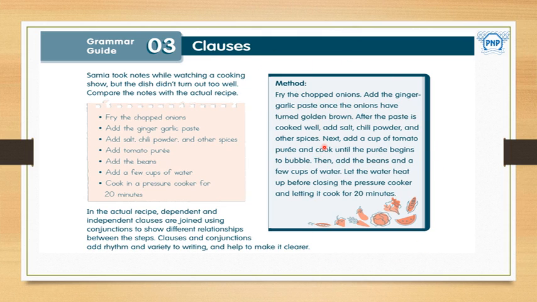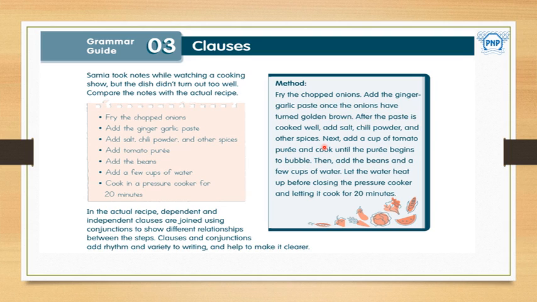Let's check the actual method or recipe. You will come to know the difference, because in the actual recipe you can see they have used dependent and independent clauses, and they are joined with conjunctions. We know what conjunction means. With the help of conjunctions we can join two separate sentences together, like and, but, or. These are the main conjunctions.